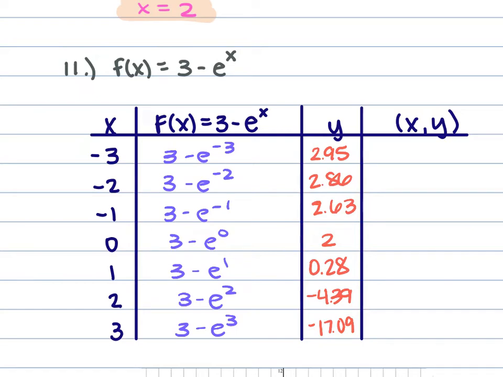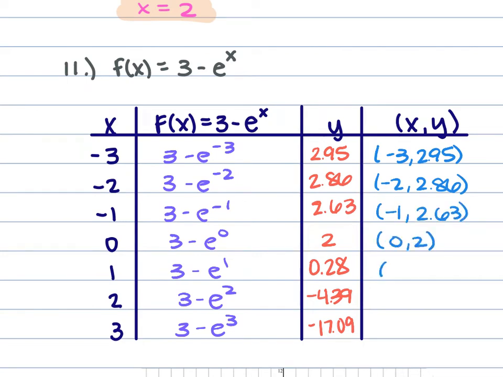So my ordered pairs here are negative 3, 2.95, negative 2, 2.86, negative 1, 2.63, 0, 2, 1, 0.28, 2, negative 4.39, and 3, negative 17.09.